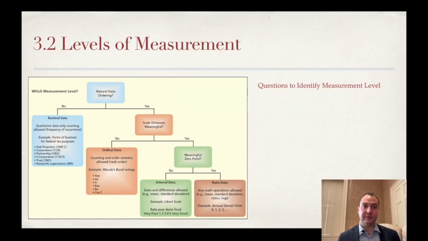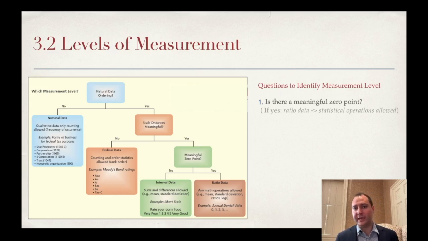Levels of measurement refers to how much information we are recording when we measure something. There are a couple of questions we can ask. The first one is, is there a meaningful 0 point? If yes, if there's a 0 that means 0, there's nothing, then we can do statistical operations, such as multiplication, division, making percentages.